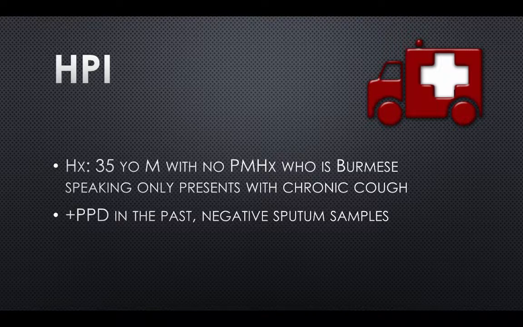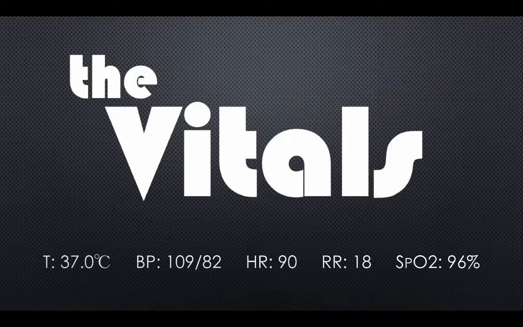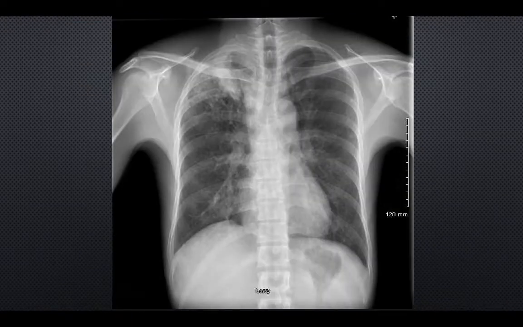For the past several years, he has been living in refugee camps throughout Asia. He reports that he once had a positive tuberculin skin test, but at that time his sputum test was negative. His vital signs are essentially unremarkable. On exam, he has mild supraclavicular lymphadenopathy, but his breath sounds are normal. Chest X-ray is performed and read as a constellation of findings concerning for active TB infection.